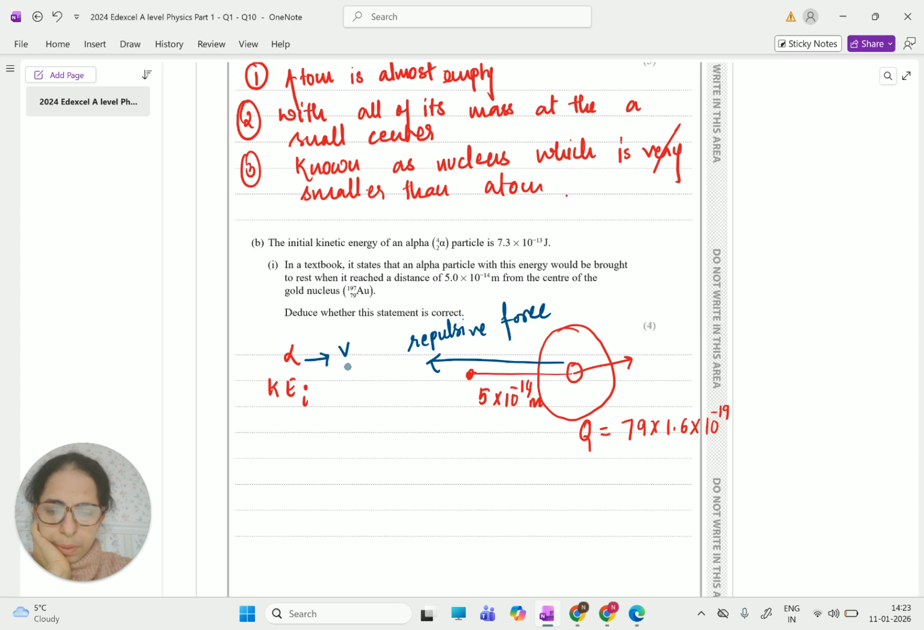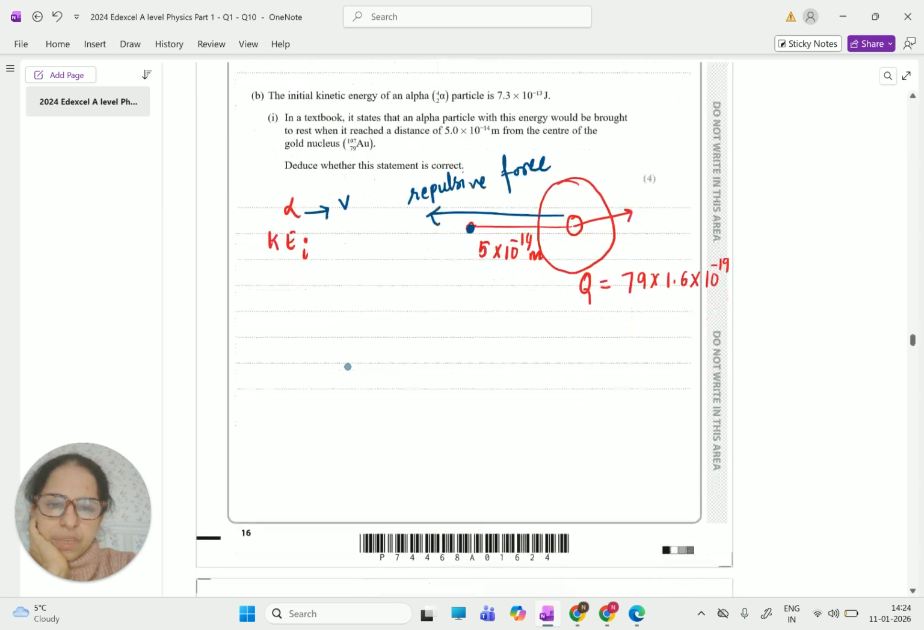So this force is trying to stop it, and it would be finally stopped at this point. So how are we going to do this? We're going to conserve energy. Work done by this repulsive force is the change in kinetic energy of the alpha particle. The final kinetic energy of the alpha particle would be 0, so the change is nothing but the initial KE, which I know as 7.3 × 10^-13 joules.